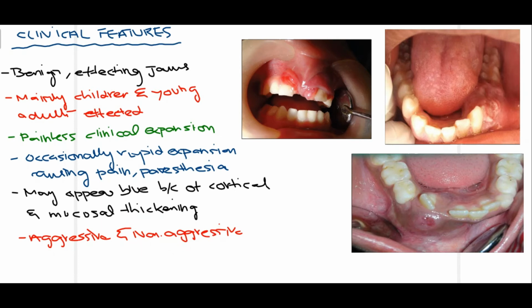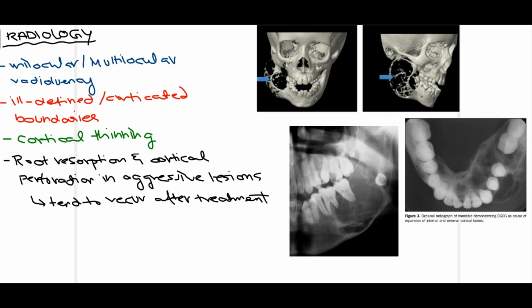As you can see in this picture, these are the non-aggressive types of central giant cell granuloma. They're not expanding really fast, so they have a better prognosis when we treat such lesions. Next, we have the radiological features. The central giant cell granuloma can be either a unilocular or multilocular radiolucency. As you can see in these pictures, it can have a unilocular appearance or a multilocular appearance.